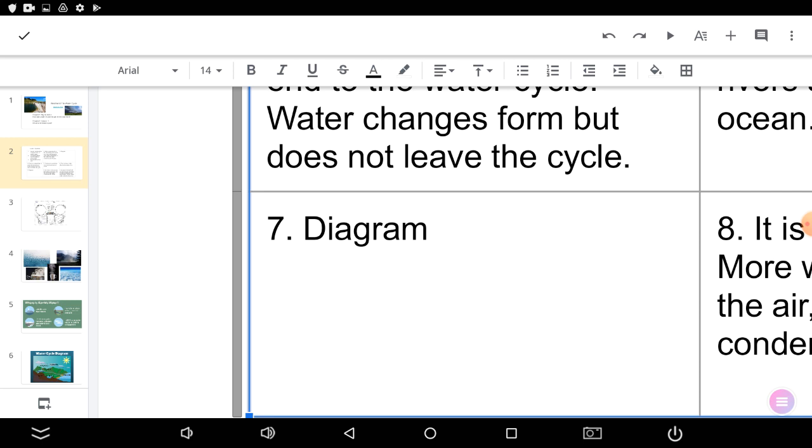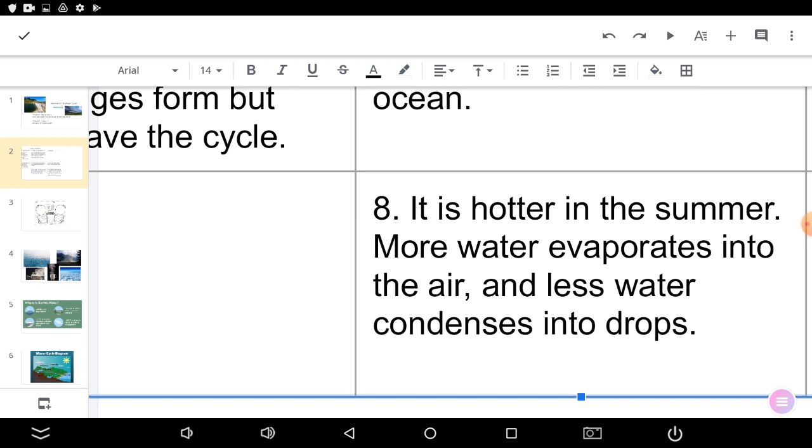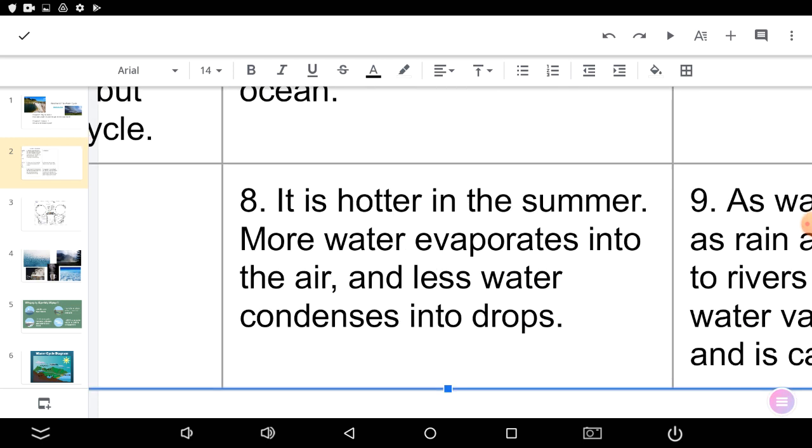Okay, last two questions, 8 and 9. Number 8 said, there is usually more water vapor in the air in the summer than in the winter. What could be the reason? Harper, what do you have? The energy from the sun in the summer is stronger than in the winter, and the sun is warmer in the summer. Okay, yeah, so kind of the same thing. It's hotter in the summer, more sun in the summer. More water evaporates into the air and less water condenses into drops.